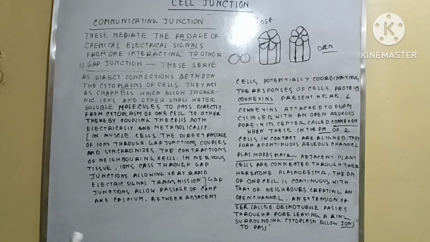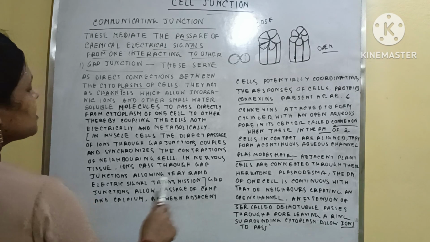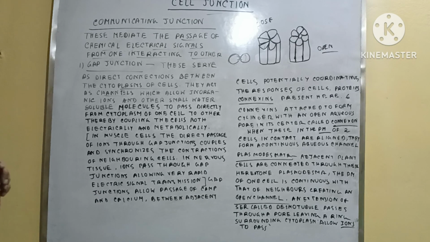You can say that a continuous process of ions occurs through this channel. That's why, for example in muscle or nerve cells, continuous contraction and relaxation occurs in the body, and the transmission of impulses occurs through the nerve cells. Clear? The gap junctions allow passage of cAMP and calcium also. So these are also responsible for the passing of cAMP, a molecule, and calcium, another important particle, between the adjacent cells.